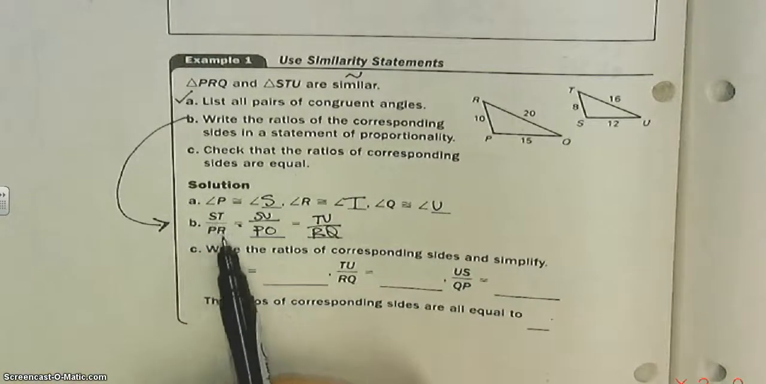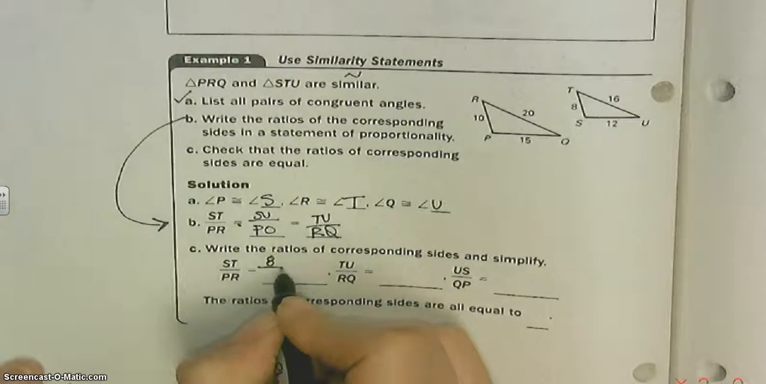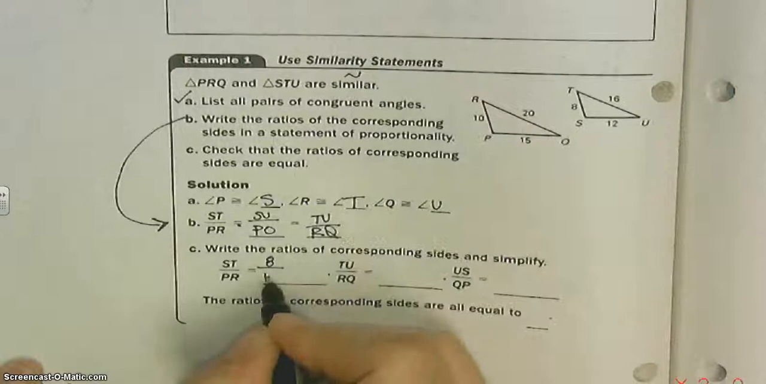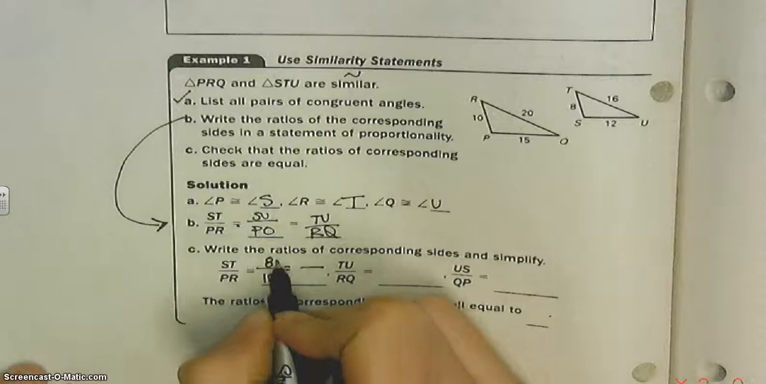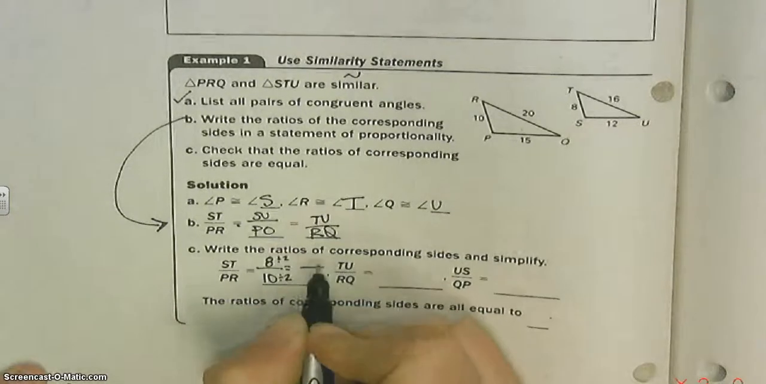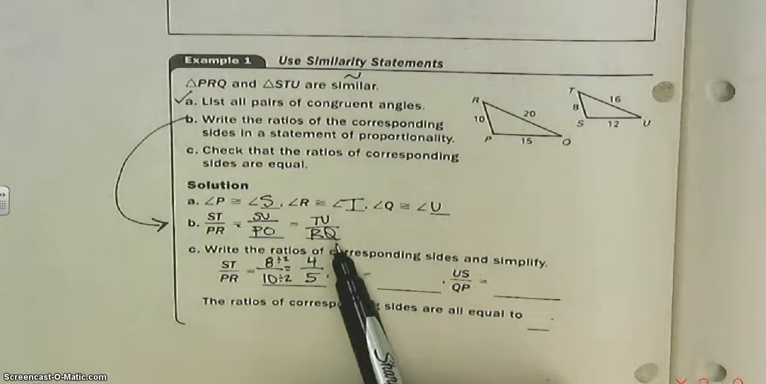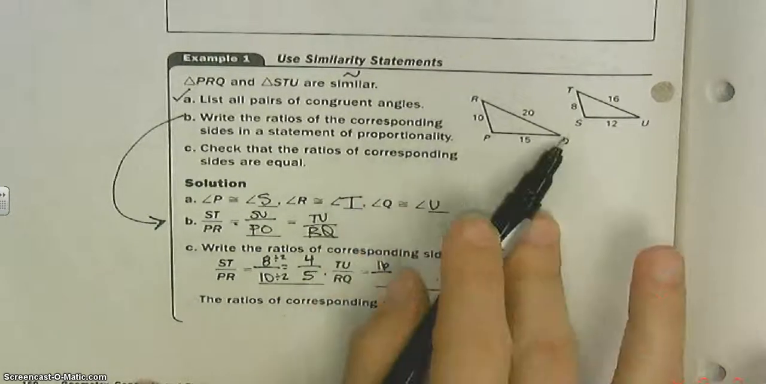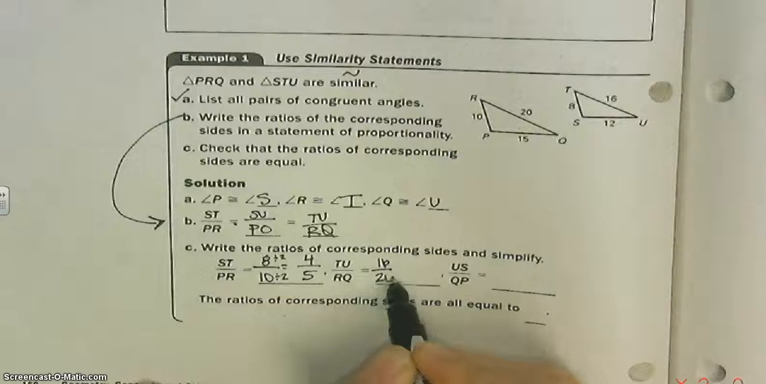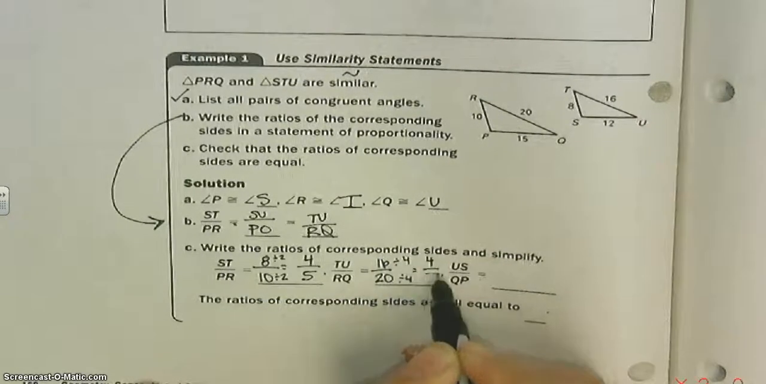So let's do ST over PR. ST is 8. PR is 10. Well, what is 8 over 10? We could divide both of these by 2, and that's 4 to 5. Okay, let's see if we can get that again. Now let's do TU over RQ. TU is 16. RQ is 20. I could divide both of these by 4. And what do you know? I get 4 to 5.